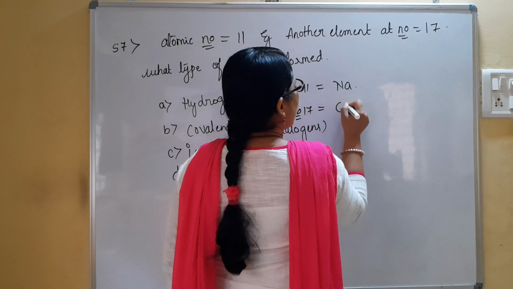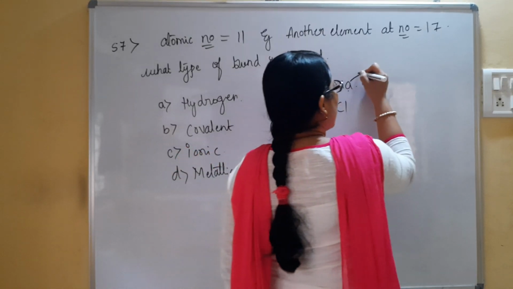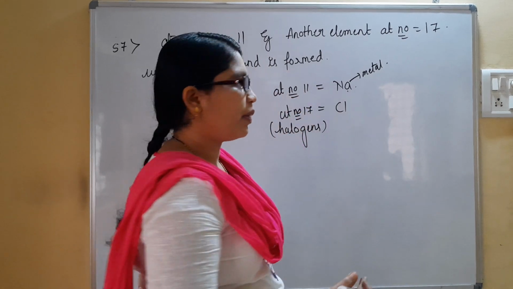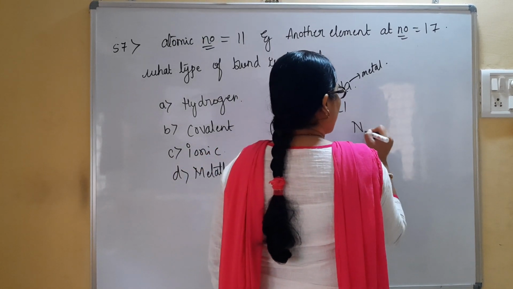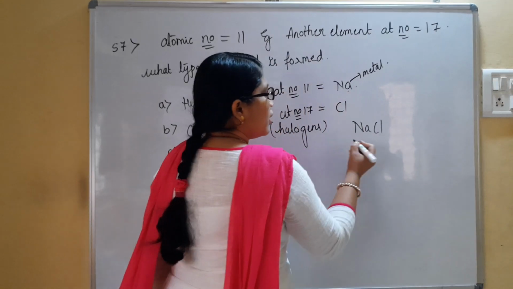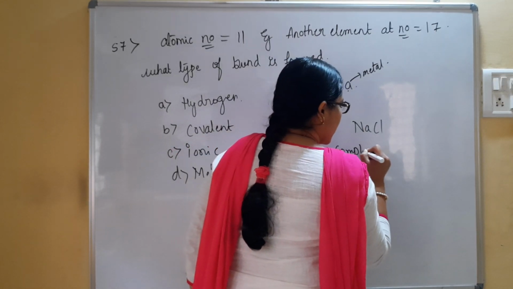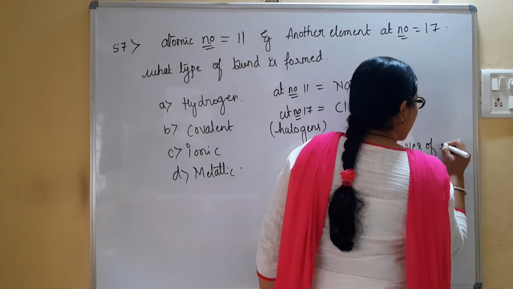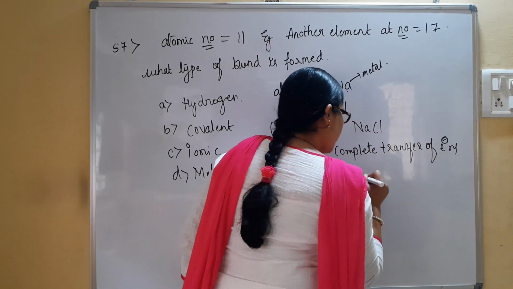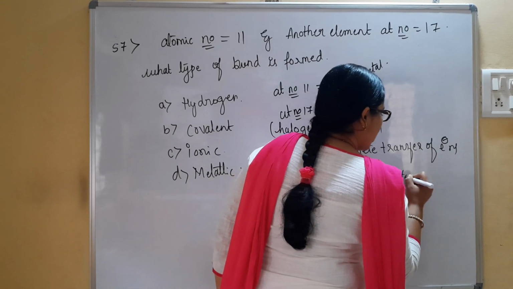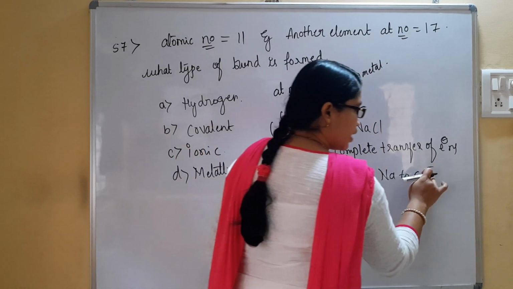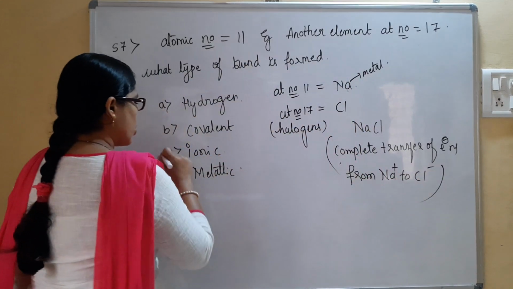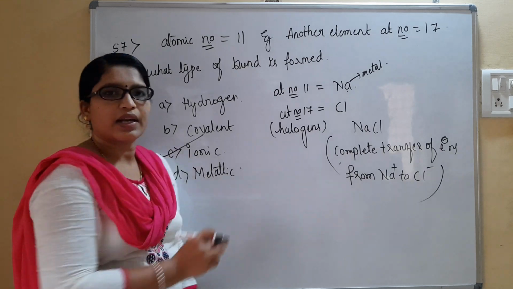So atomic number 17 is Cl. We know that sodium is a metal, and Cl is considered a non-metal. So between a metal and a non-metal, the bond formed is NaCl, where complete transfer of electrons from Na to Cl has taken place. So Cl becomes minus, Na becomes plus, and this type of bond is called an ionic bond. So C is the correct option.